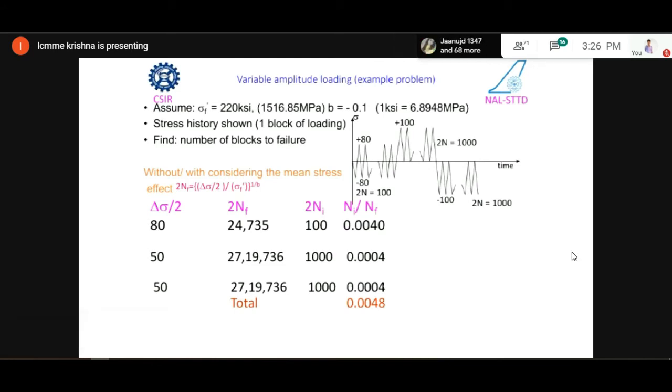So in total we have to do the summation, and we get 0.0048. With this we can say this type of analysis says that around 210 blocks of this load this component can withstand.